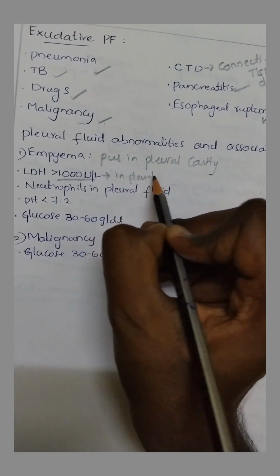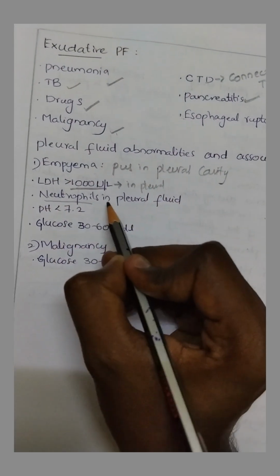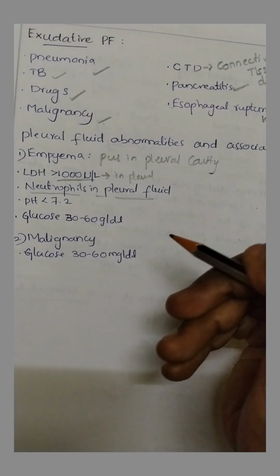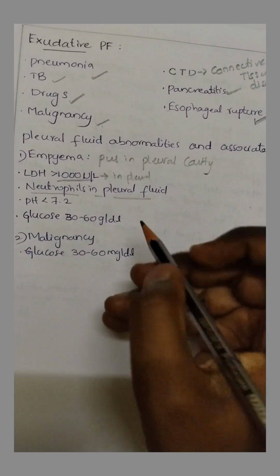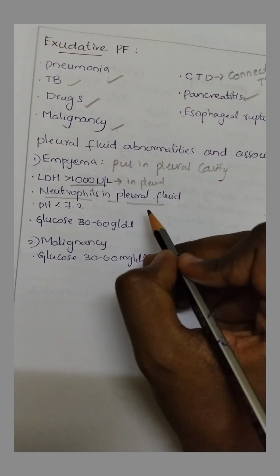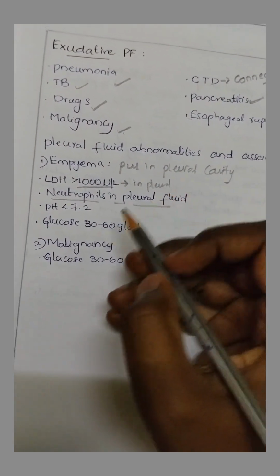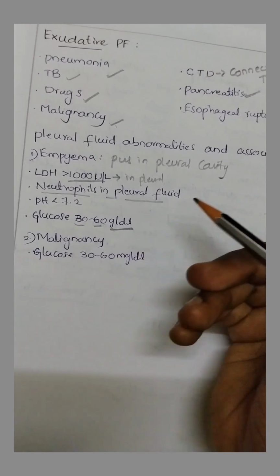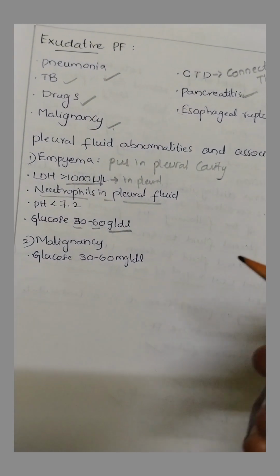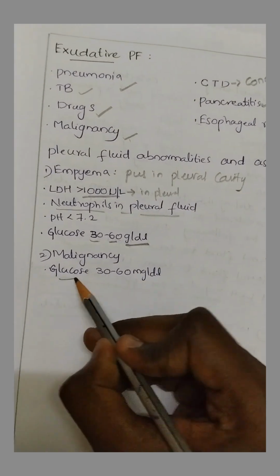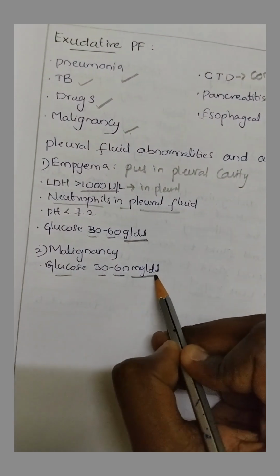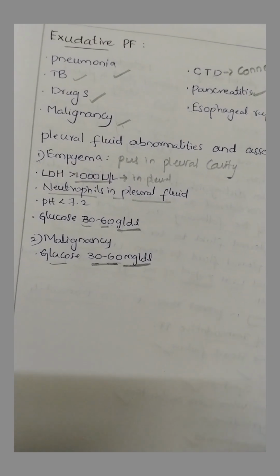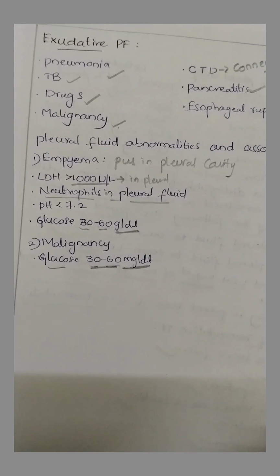And we will also see neutrophils in the pleural fluid analysis. Whenever the LDH is more than 1000 units per liter, neutrophils are seen in the pleural fluid, the pH is less than 7.2, and glucose is low, the most important cause could be empyema. And in malignancies, the glucose levels will be around 30 to 60 milligram per deciliter.